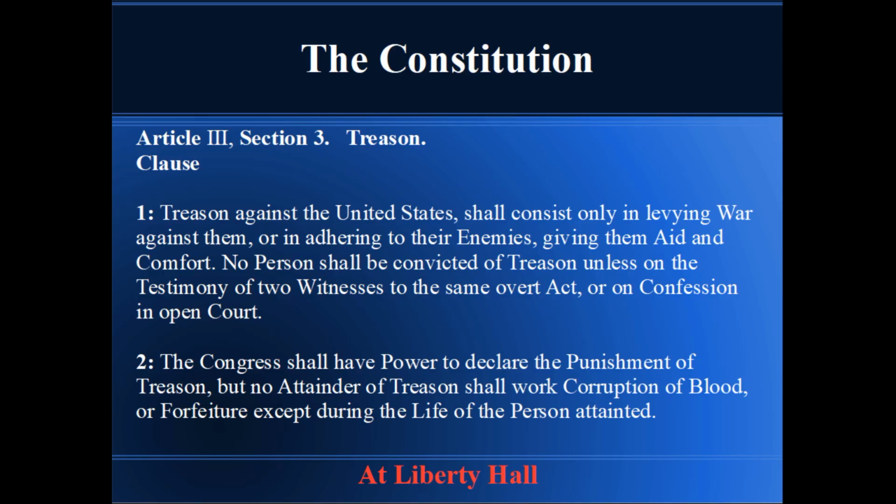Article 3, Section 3, Treason. Clause 1. Treason against the United States shall consist only in levying war against them or in adhering to their enemies, giving them aid and comfort. No person shall be convicted of treason unless on the testimony of 2 witnesses to the same overt act or on confession in open court. Clause 2. The Congress shall have power to declare the punishment of treason, but no attainder of treason shall work corruption of blood or forfeiture except during the life of the person attainted.